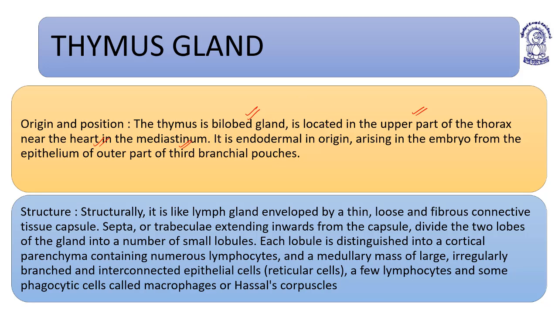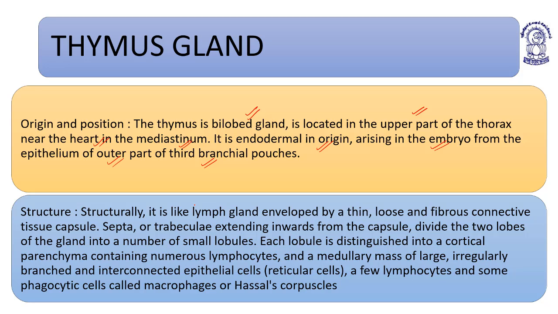It is endodermal in origin, arising in the embryo from the epithelium of the outer part of the third branchial pouch, also called the third pharyngeal pouch.